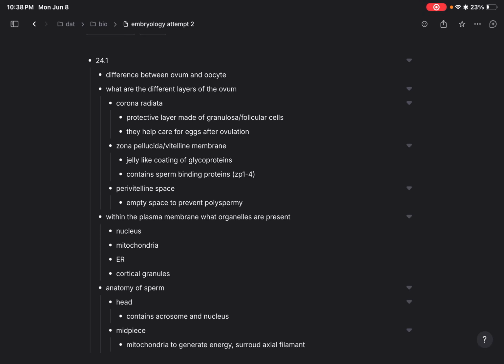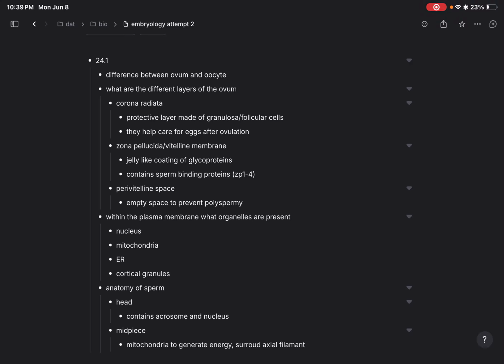Now going past the corona radiata, we're going to have the zona pellucida / the vitelline membrane. This is where sperm binding proteins are. This is the main important thing, and this is a jelly-like coating with glycoproteins. These sperm binding proteins are responsible for preventing polyspermy, or making sure the right species fertilizes the right species. Then we got the perivitelline space. This is just an empty space, and this is mainly used for preventing polyspermy, which I'll get into later.